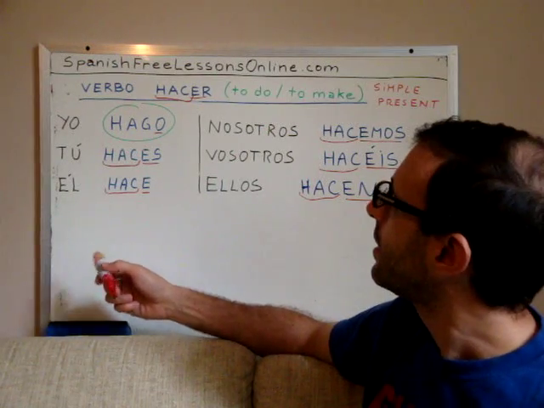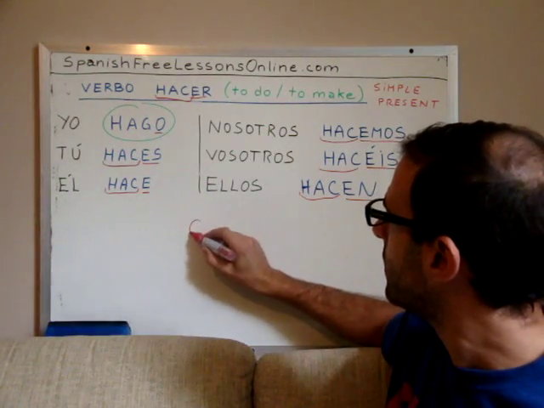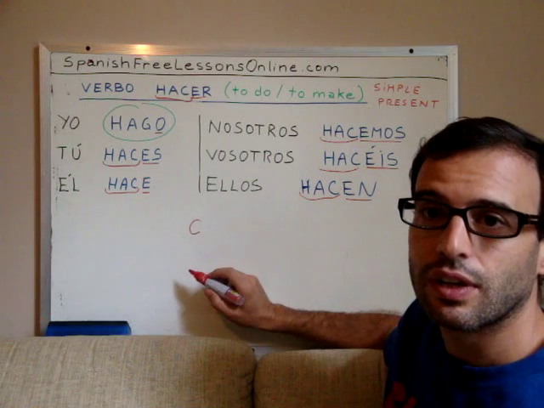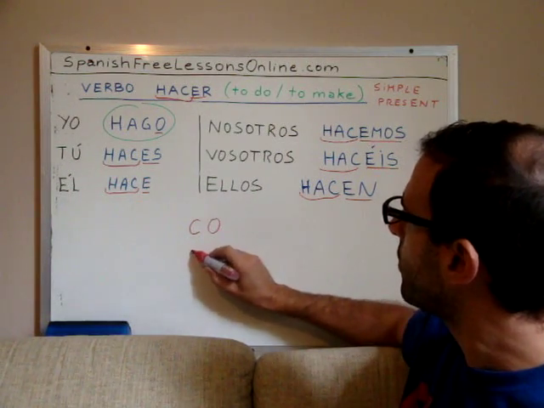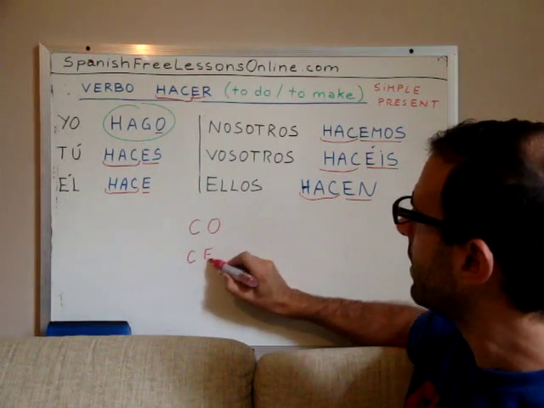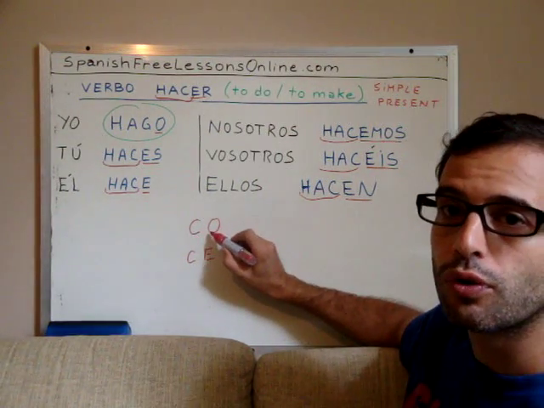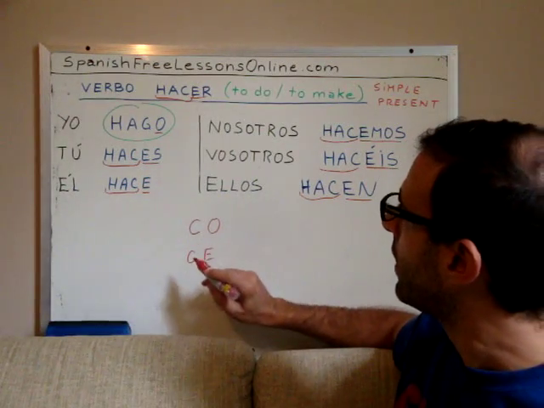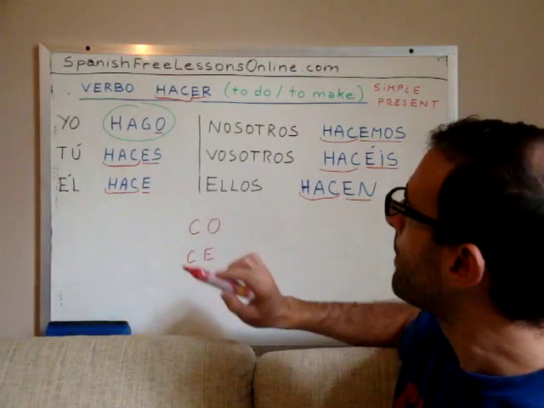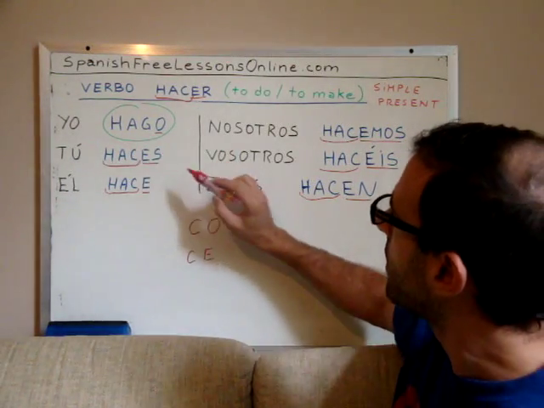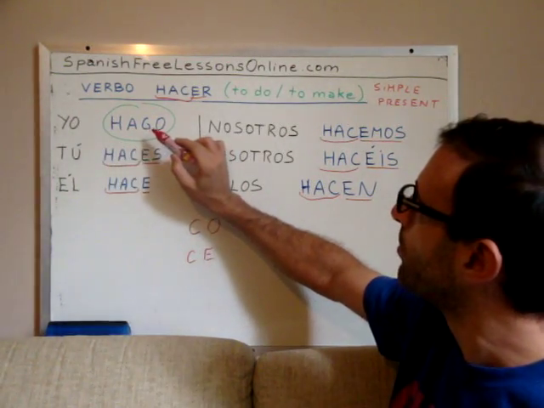But since the letter C changes its sound before an O, this sounds se and this sounds co instead of so, same as in English. So this turned into irregular. So it's yo hago.